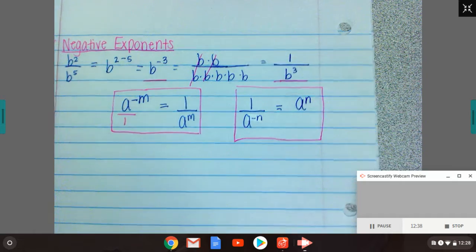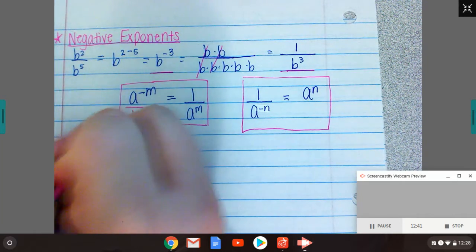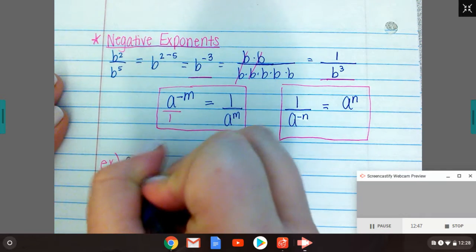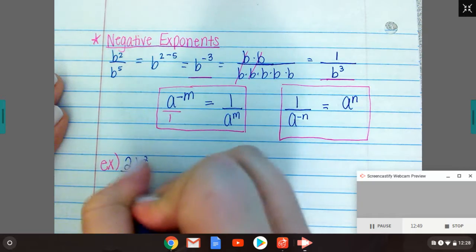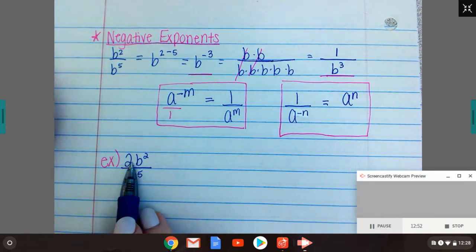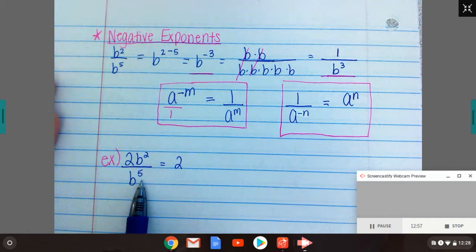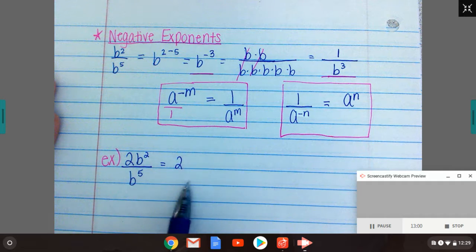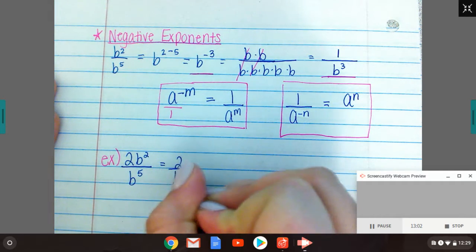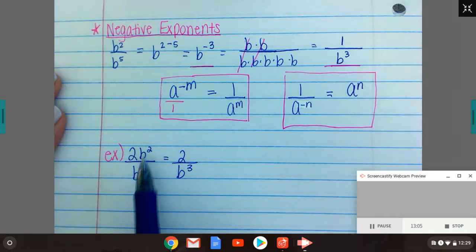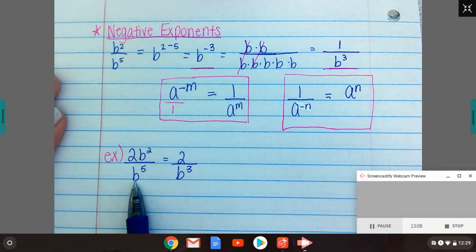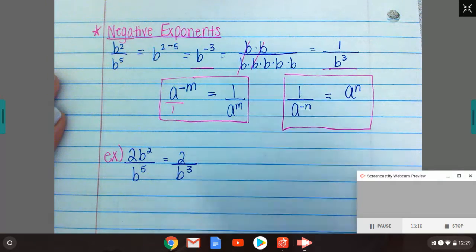All right, let's do a couple examples and call it a day on these notes. Here's the first one. If I had 2b squared over b to the 5th, the 2 I can't do anything with, so just leave it. And the b's, I had 2 minus 5 is negative 3. It was on the top, now I'm going to put it on the bottom. So I've got 2 over b to the 3rd. The other way you could think about this is I've got extras in the denominator. So leave your leftovers where they need to be. More of my b's are on the bottom, so they need to be left on the bottom.